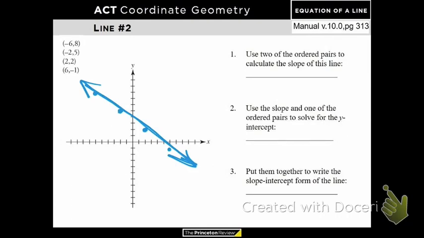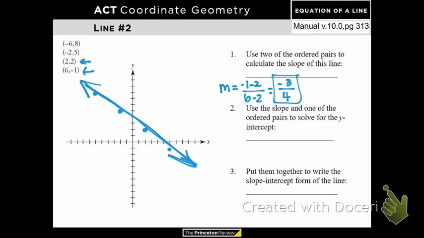Okay, so use 2 of your ordered pairs to calculate the slope. I'm going to use these two. It doesn't matter which ones you pick. I like to use the positive numbers if I can. So to find my slope here, I'll do -1 minus 2 over 6 minus 2. So -3 over 4, that can't be simplified, so that is my slope, -3/4.